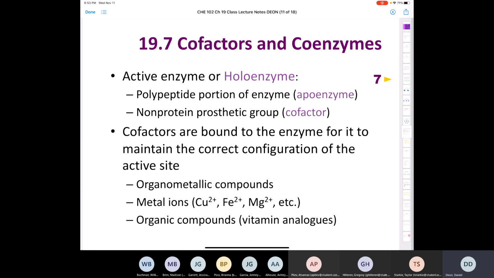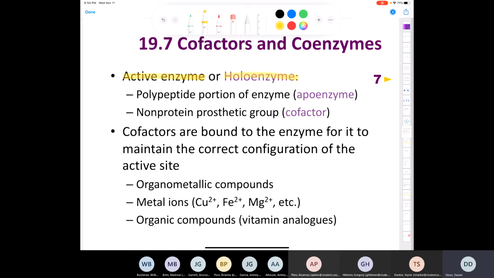So when we think about an enzyme that is active, okay, that is ready to react, ready to do what it was designed to do, we call that a holoenzyme, okay? So that's just a name for an active enzyme. Now, if you're wondering why we have to have a name for it, I thought the enzyme did the work and that's it.